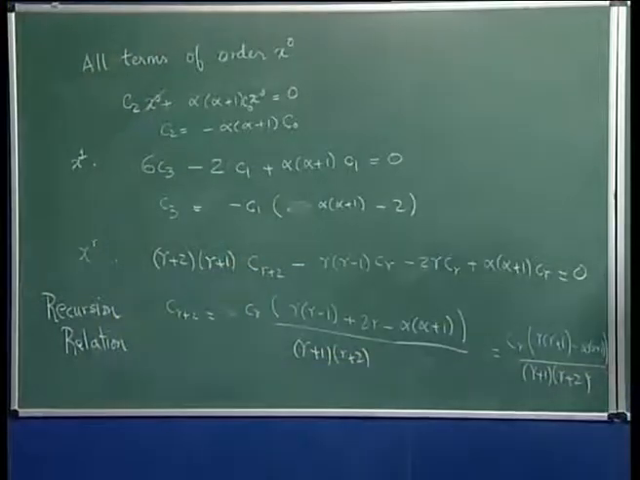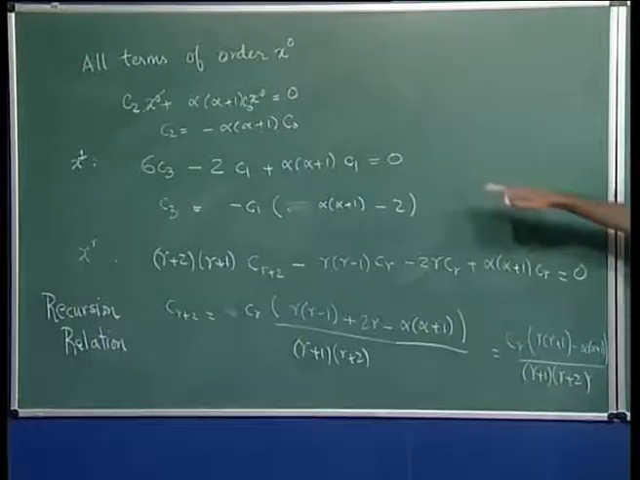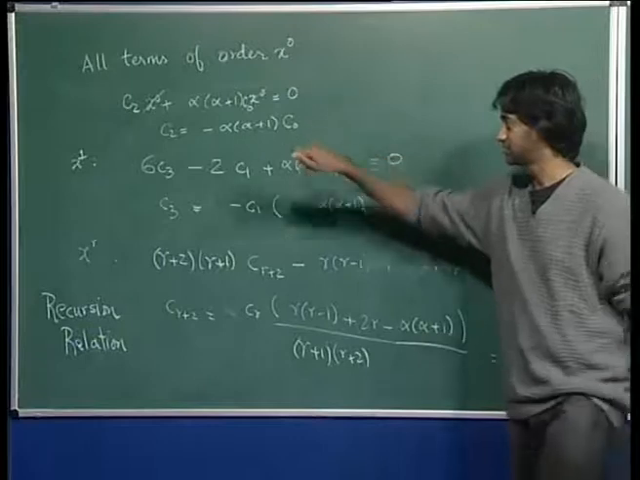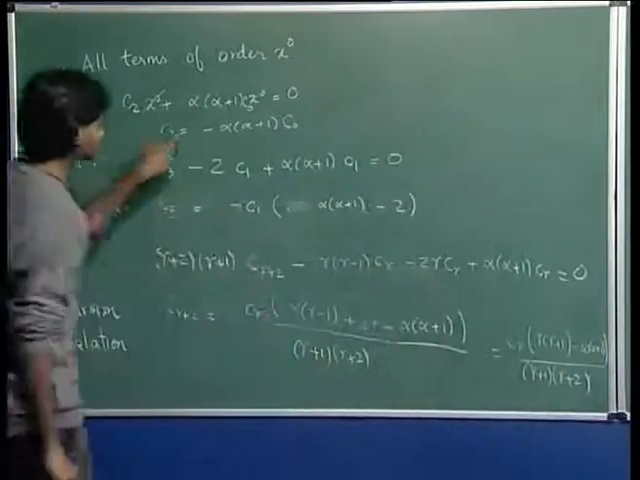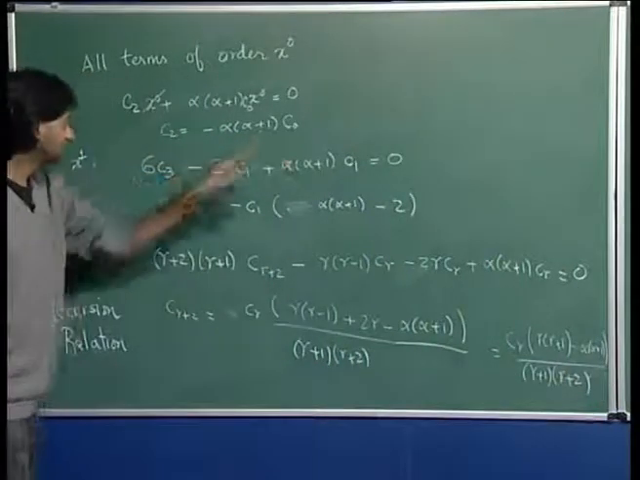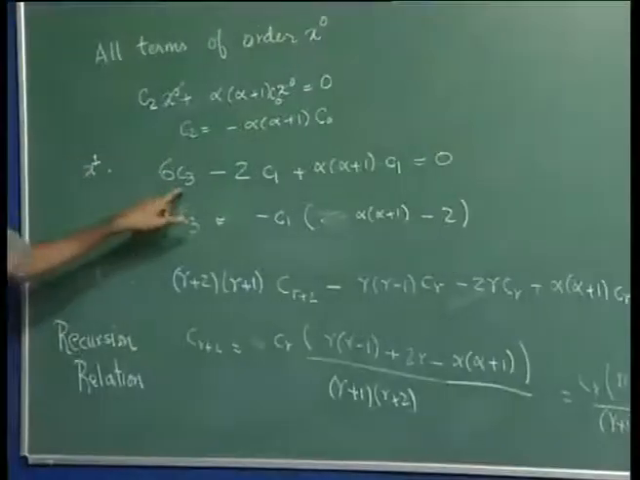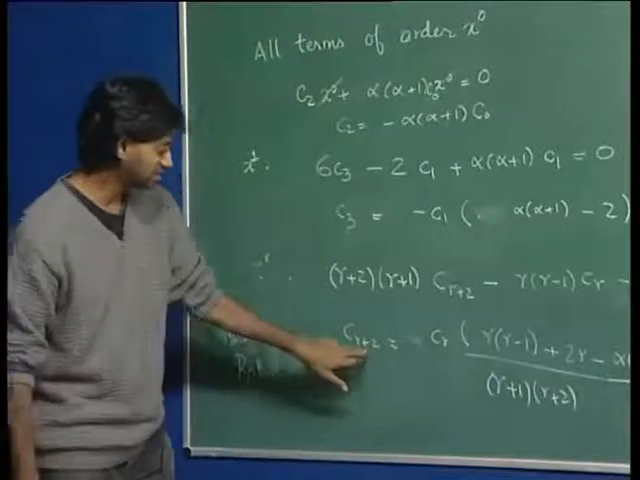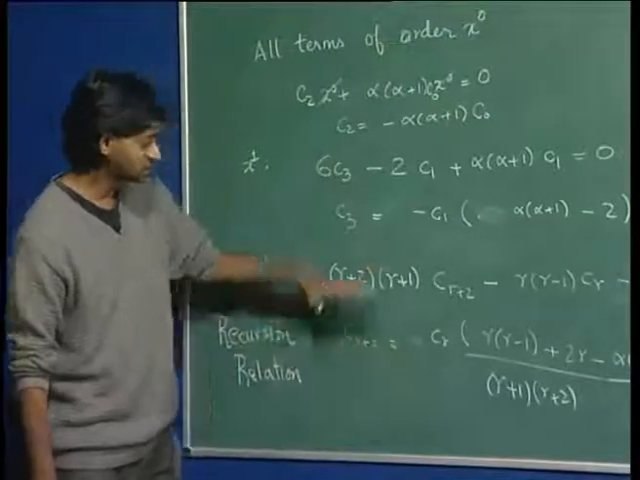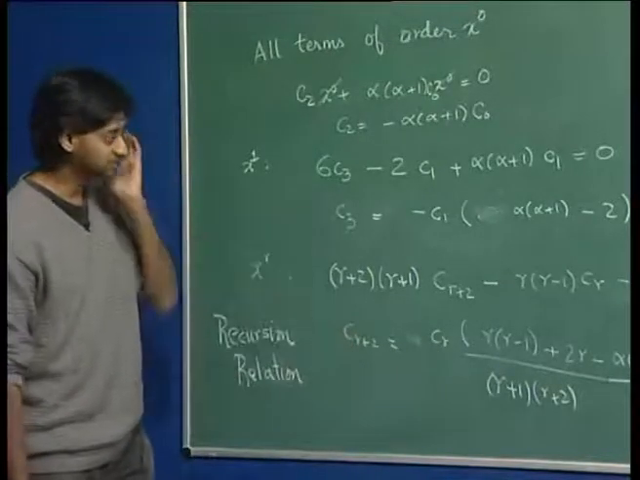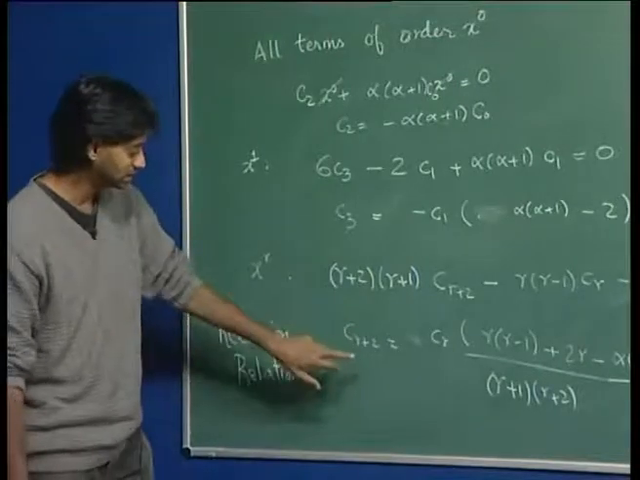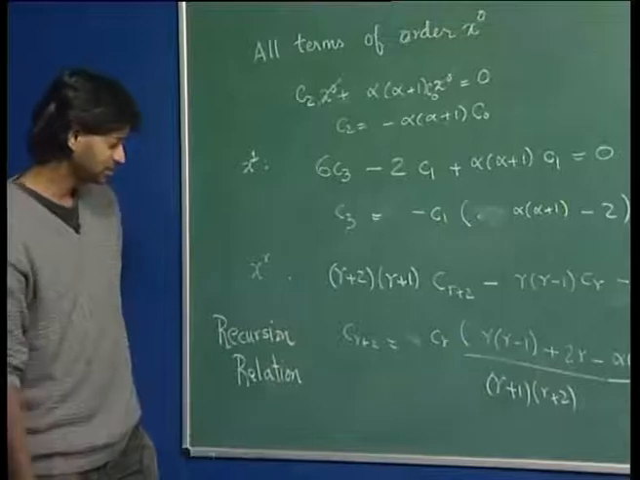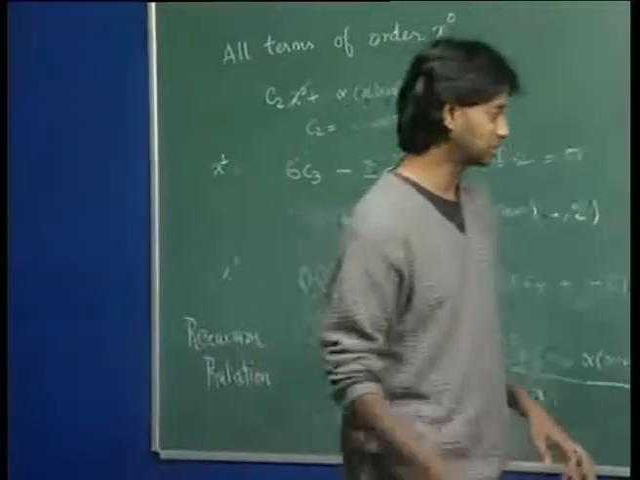Okay. So, what we saw is that we looked at terms of power x power 0, we got something like this. So, notice that C2 is related to C0. When we take x power 1, C3 was related to C1. When you take x power r, C r plus 2 is related to C r. So, this is a general theme of this differential equation solution, that C r plus 2 is related to C r. Okay. So, what do we do with all this?